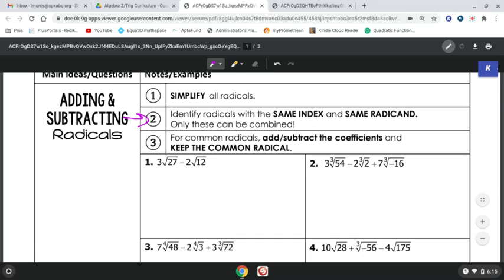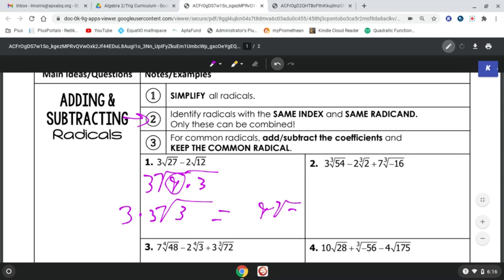So the first thing you've got to do here is simplify those radicals. So 3 square root of 27, that square root of 27 can be broken down into 9 times 3, which will allow us to take out the square root of 9. So I have 3 times 3, and what is inside our radical will be 3. So that will actually reduce down to 9 square root of 3. So I'm going to move that over here. So 9 square root of 3.